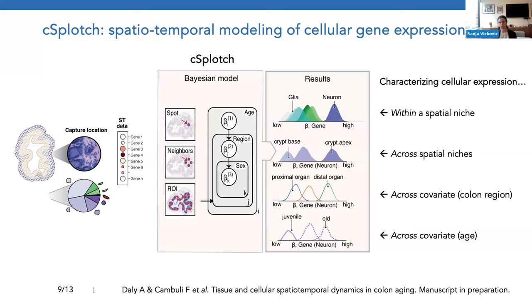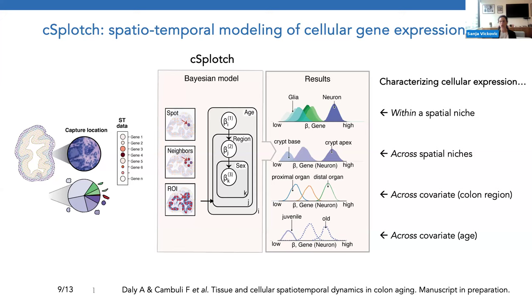So C-splotch is a hierarchical full Bayesian model that takes into consideration the spatial transcriptomics gene expression and the deconvolved single nucleus profiles from each and single spot. Then through Monte Carlo sampling, it takes into consideration both the spatial and the sample models. That means that not only do we care about the spatial spot, we care about the neighbors of each and single spatial spot that we're analyzing, and we care from which region of interest that spot comes from.